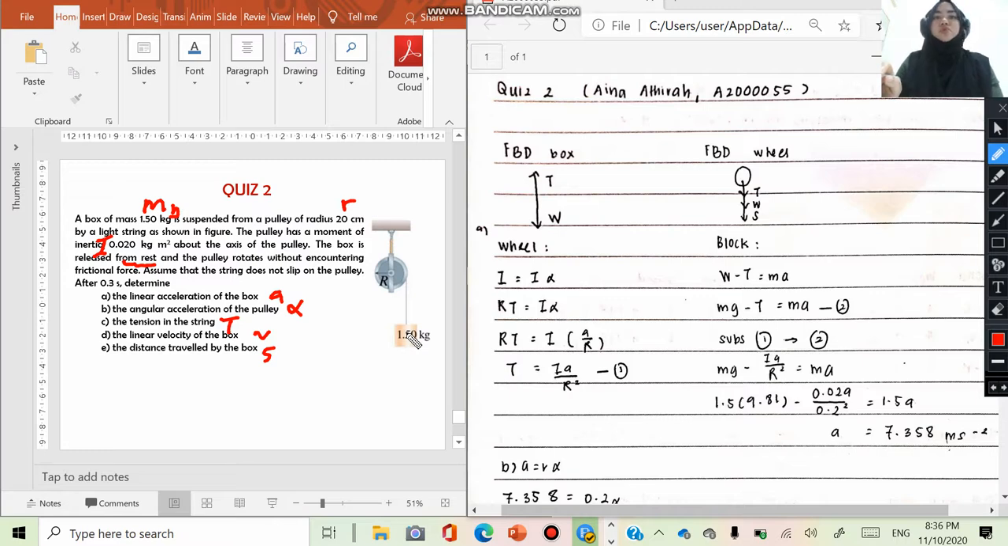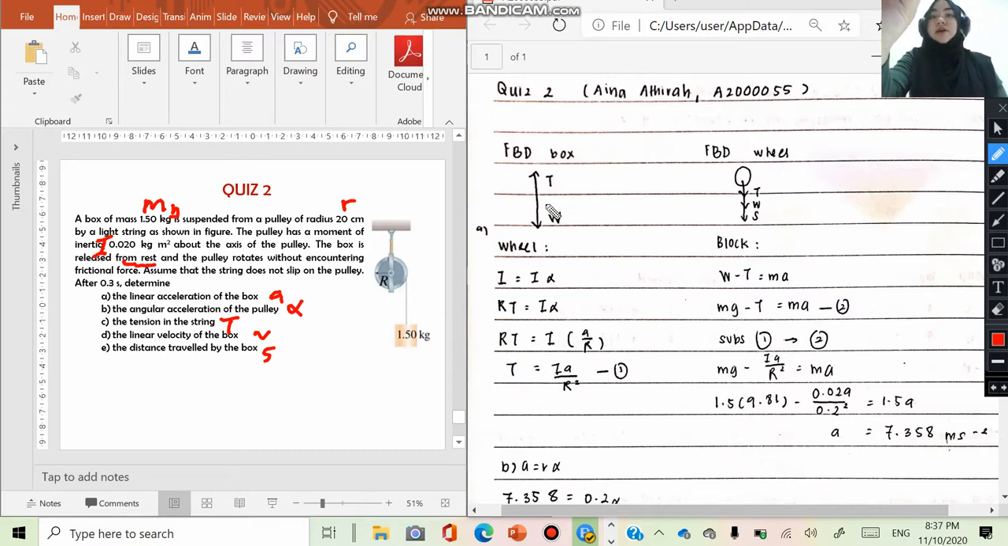So sekarang what to do? Okay, since ada dua benda yang kita kena fokus, so the FBD will be for the 2 points. First pada box and satu lagi pada pulley. Okay, let's see FBD for the box. Tengok macam mana Aina Athirah buat. Okay, Aina Athirah dia buat macam ni je.